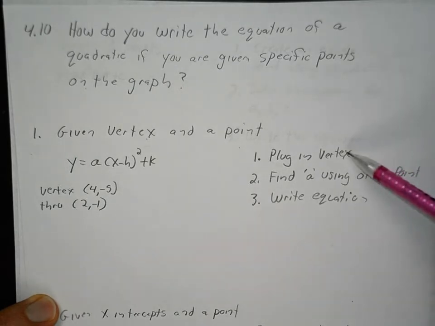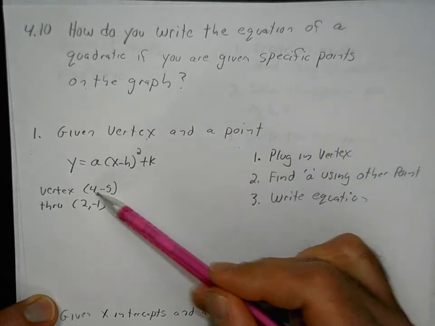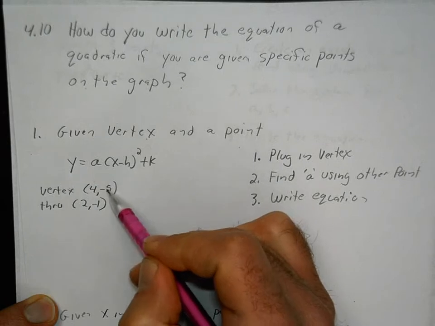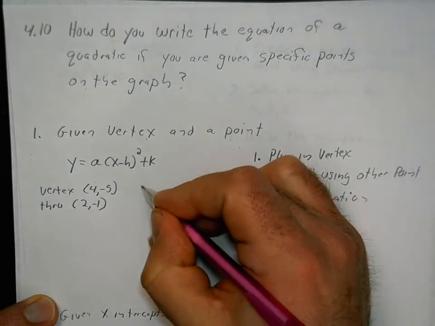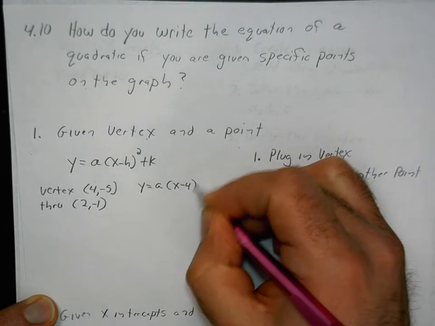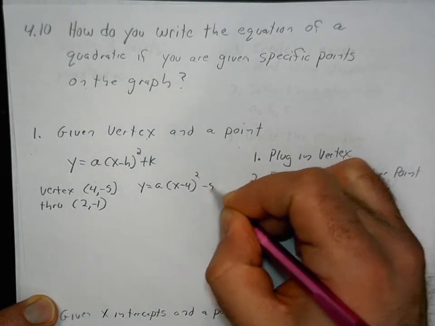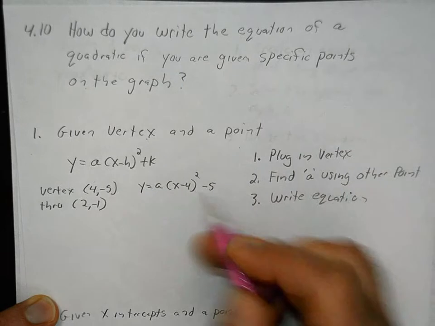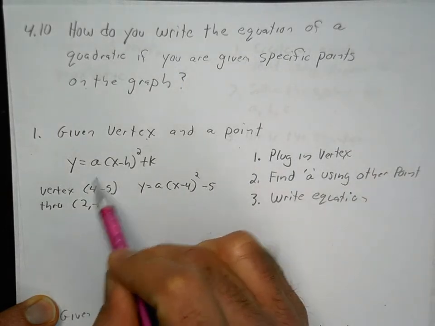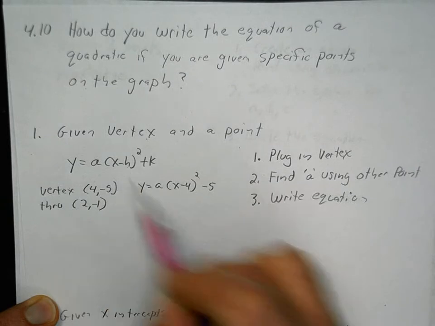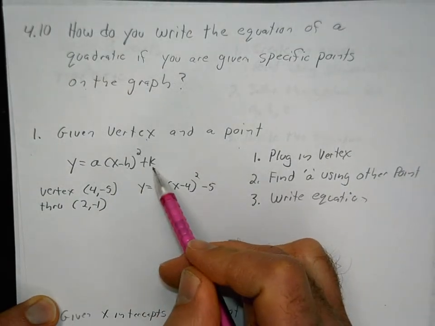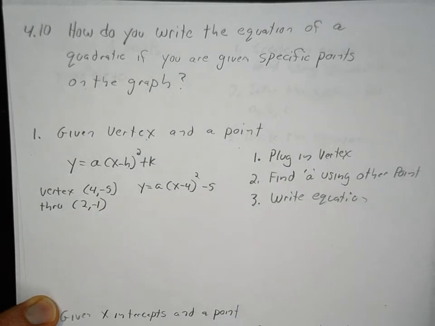First, I plug in the vertex. Okay, so remember, (h, k) is the vertex. So 4 goes in for the h, -5 for the k. Okay, so now remember that the h is always kind of like an opposite there. So if this is +4, when we plug it in here, it's x minus 4. The -5 makes this plus k a -5 there.